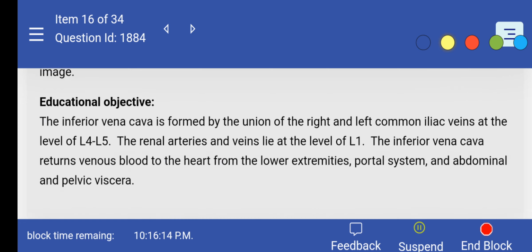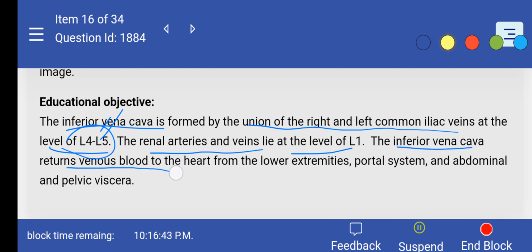So the inferior vena cava is formed by the union of the right and left common iliac veins at the level of L4, L5, right? The renal arteries and veins lie at the level of L1. This is important. The common iliac veins unite at the level of L4, L5, while the renal arteries and veins are at the level of L1, right? The inferior vena cava returns venous blood to the heart from the lower extremities, portal system, abdominal, and pelvic viscera.